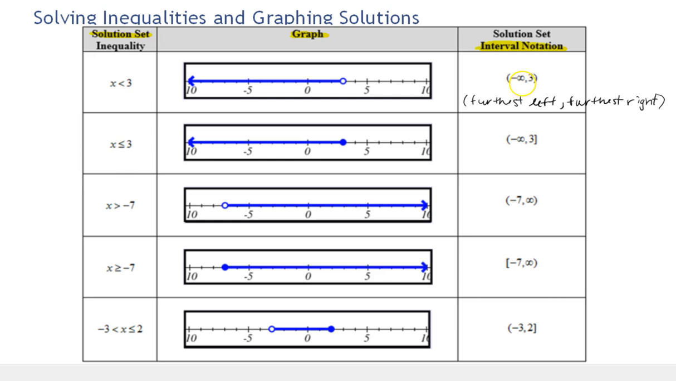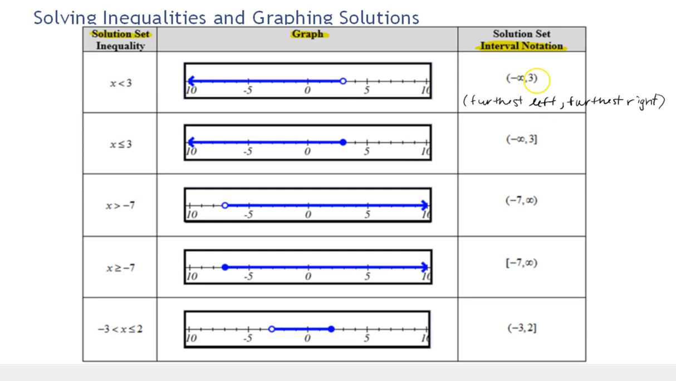Both of them have negative infinity on the left-hand side with a parenthesis. But here we have 3 in a parenthesis, and here we have 3 in a bracket. Notice that's a square bracket. It's sharp instead of smooth. For negative infinity or infinity, we always use a parenthesis. And if we can include the value, such as here, less than or equal to, we fill in that circle on the graph, and in the interval notation, we use a bracket.